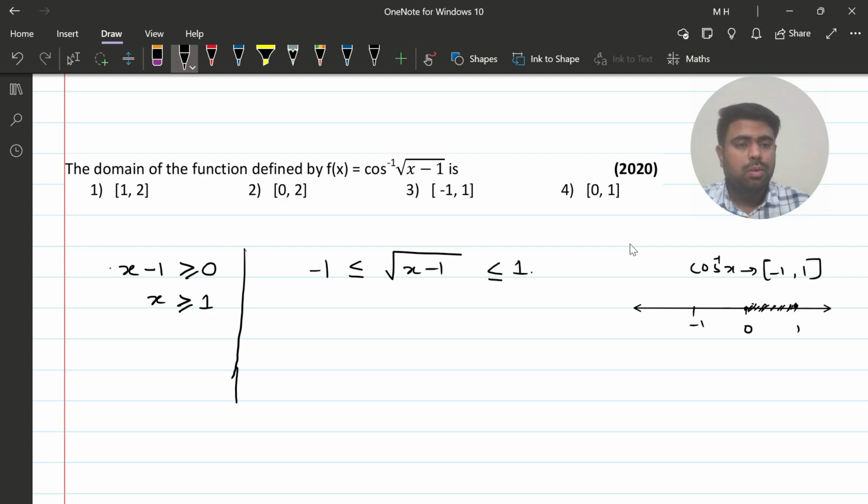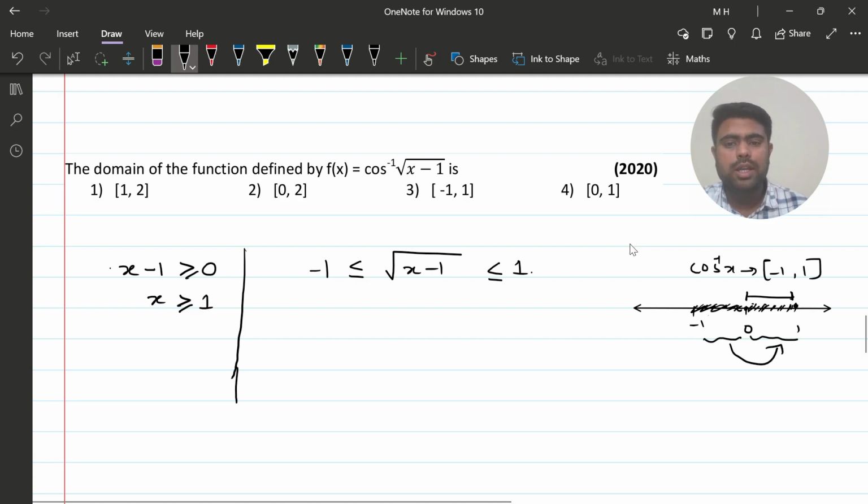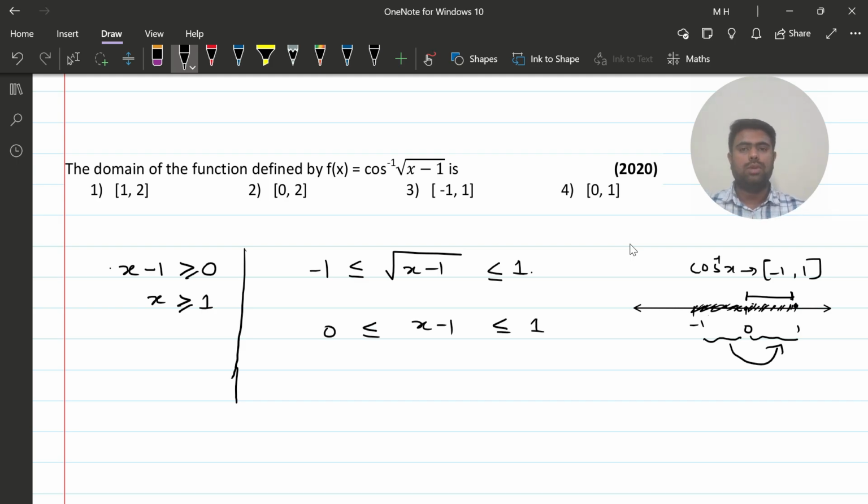What will be the squares of the numbers between 0 and minus 1? Those squares will also be the same as the squares of these, because when you take the square of a negative number it is going to be positive, so the squares of these are also going to lie between 0 and 1. So when you square this inequality, it is going to be 0 to 1, so it is x minus 1.